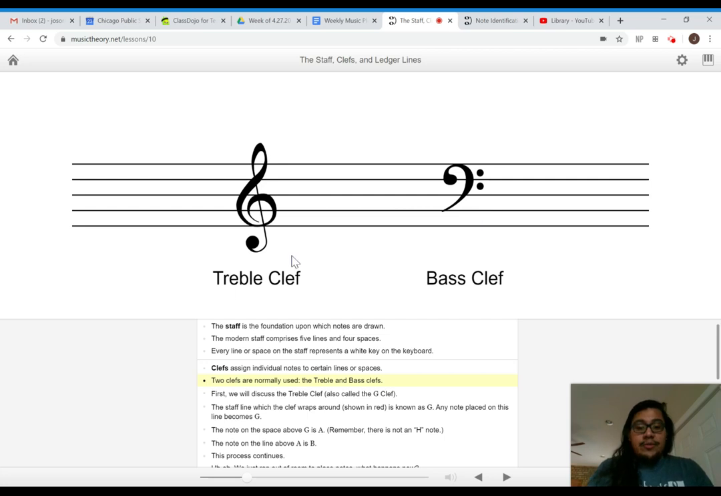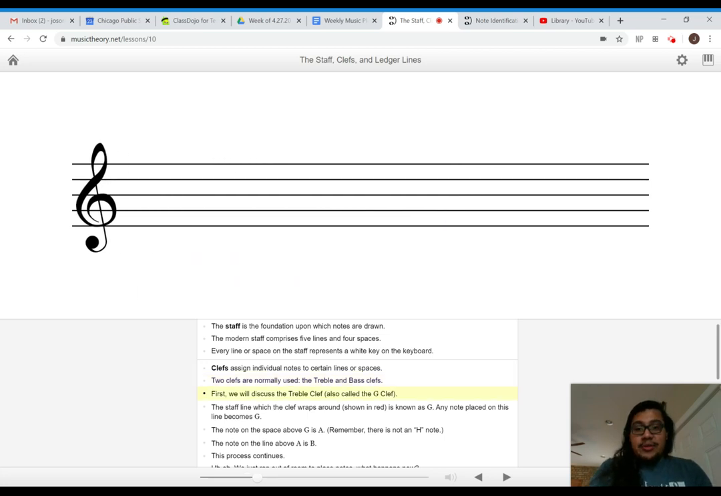Looking at the treble clef, we have 5 lines to every staff. Every staff has 5 lines, and that is usually the norm. We always count from the bottom: 1, 2, 3, 4, 5. And in between those lines, we have spaces: 1, 2, 3, 4. We always start counting from the bottom and move up. We count our lines from the bottom, move up, and count our spaces from the bottom and move up.